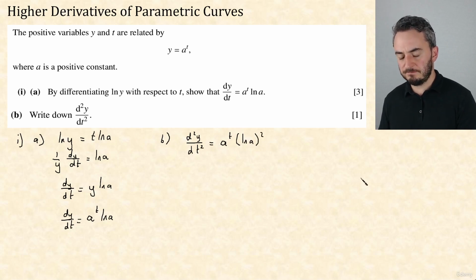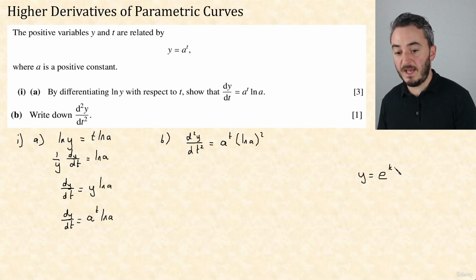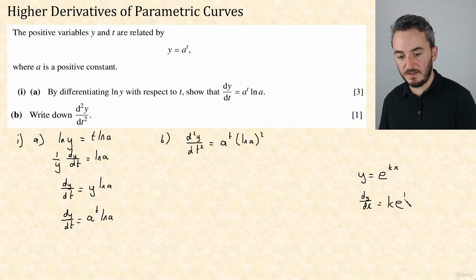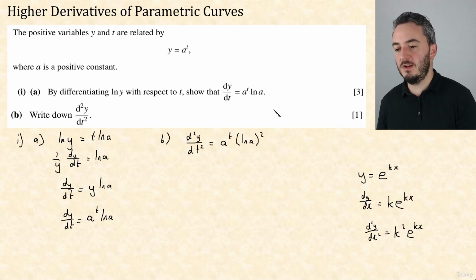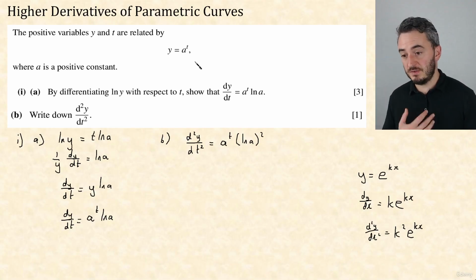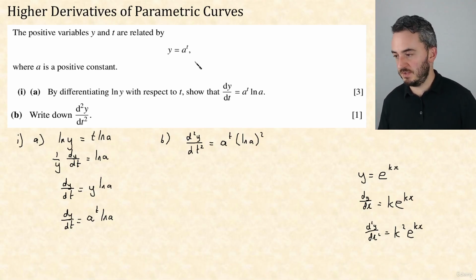It's a little bit like saying, let's say I was differentiating e to the kx. Well, dy by dx is k e to the kx. And if I differentiate it again to get the second derivative, the effect of differentiation was just multiplying by k. So once again, it's just k squared e to the kx. It's not identical to that, but it's the same kind of idea. I observed that differentiating a to the t just resulted in multiplication by a constant. So if I differentiate again, I just multiply by the same constant again.